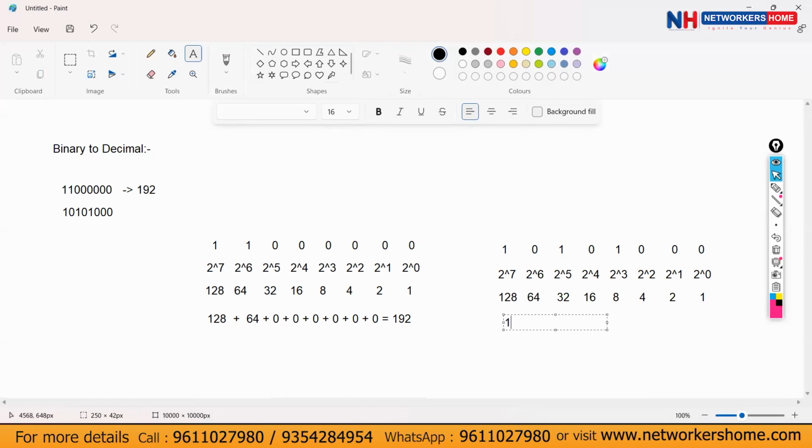128 into 1, 128. 64 into 0, 0, plus 32 into 1, 32. Plus 16 into 0, 0. 8 into 1, 8. Then 4 into 0, 0. Plus 2 into 0, 0. 1 into 0, 0. Add all these numbers. What do you get? Check. 128 plus 32 plus 8, 168. We got the answer.